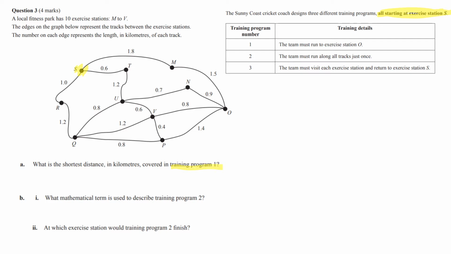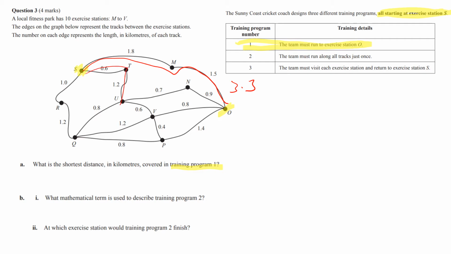So training program 1 up here, it says you must run to exercise O. So it's the shortest path between those. Just do a trial and error. Don't need to spend ages on Dijkstra's or anything. This distance is 3.3, just doing that top line. That was apparently a popular answer, but not the correct answer.